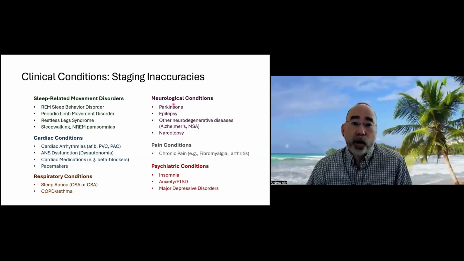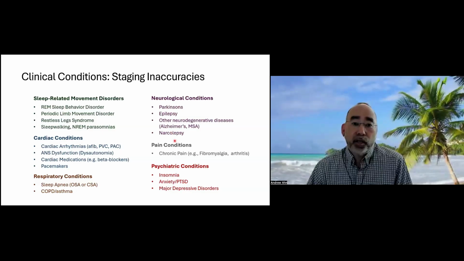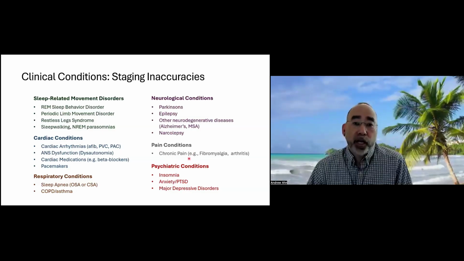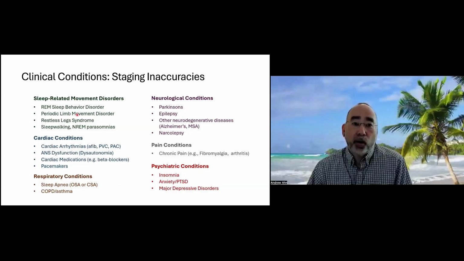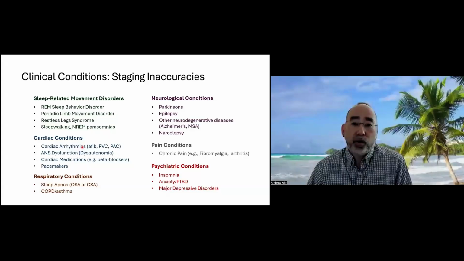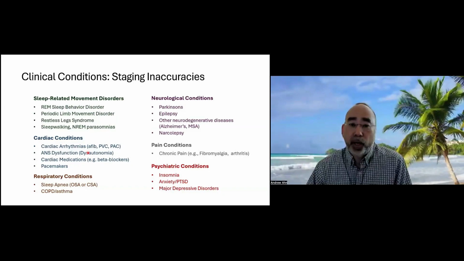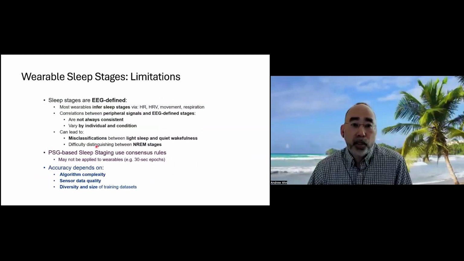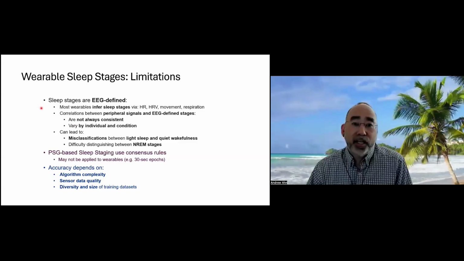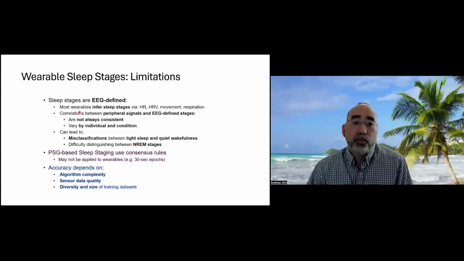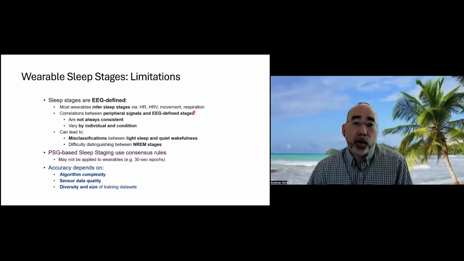So a number of reasons why Parkinson's may not be working well, but all these other conditions also can change things. You have pain conditions, which can change heart rate variability and how a person moves, and then psychiatric conditions. So these are all sort of the clinical conditions where these wearable devices may not perform well because of the way the algorithm works. The other thing I just want you to note is that sleep stages are EEG defined, whereas most wearables infer sleep stages via heart rate variability, movement, and respiration.